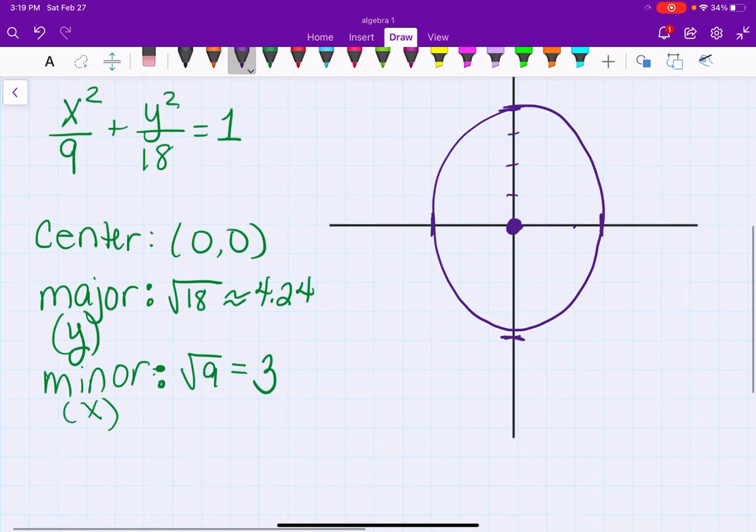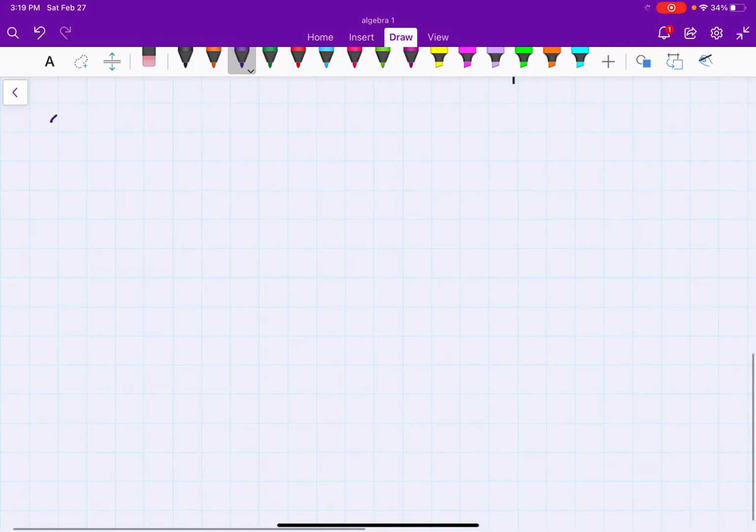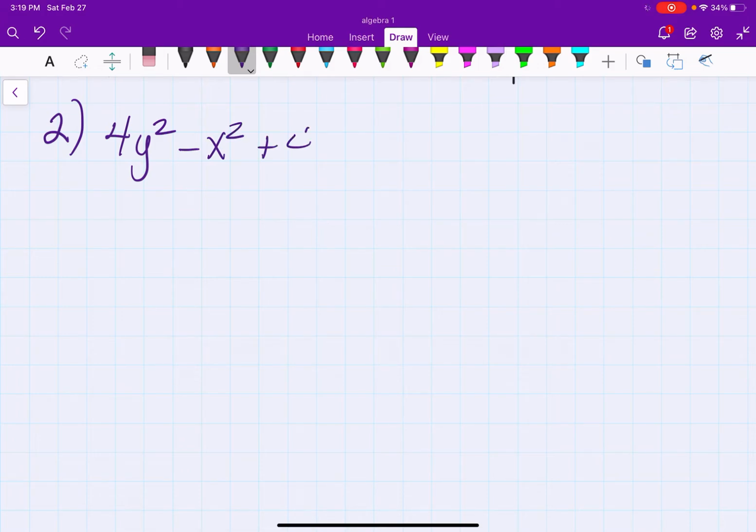All right, let's go to the next one. Number 2 is 4y squared minus x squared plus 4 equals 0. I know this is a hyperbola immediately. The reason is I have a negative x squared, and they're both on the same side. And so since they're both on the same side and one of them is negative, this is a hyperbola. So I look at my equation for hyperbola. I have to have this equal to 1. I don't have any spare y's or x's in there. If you have a spare y or x, that's when you're going to complete the square.